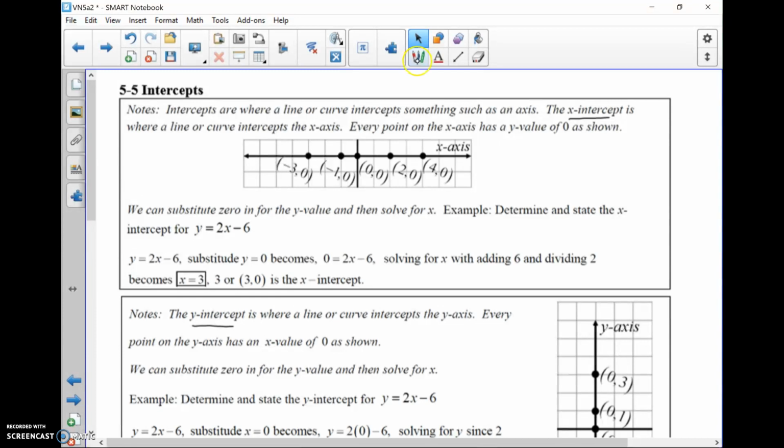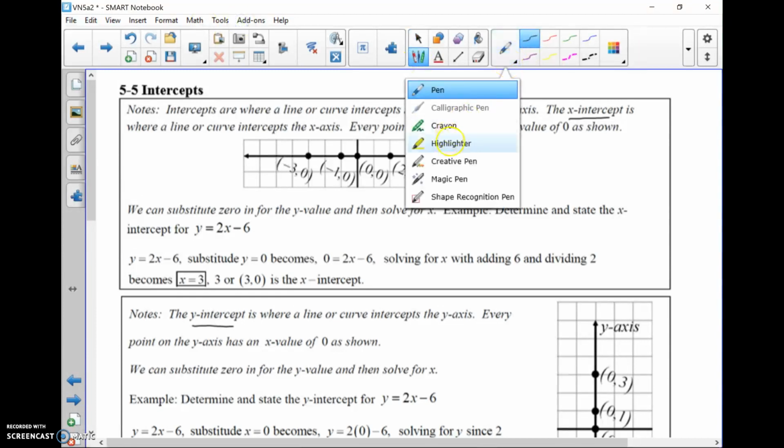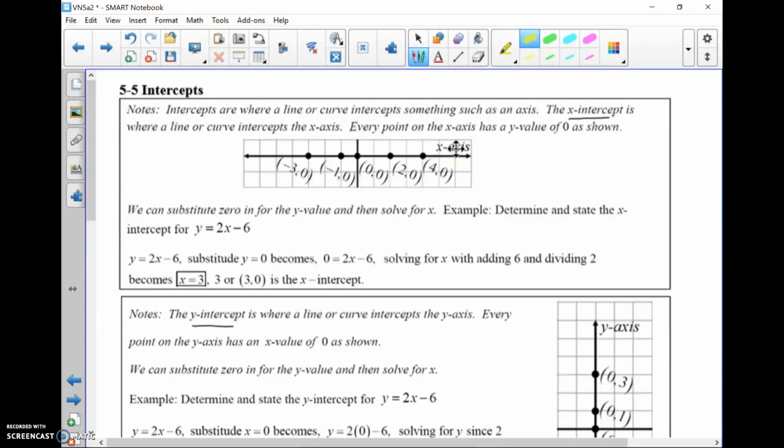Now, this little top box up here is talking about the x-intercept. So it says intercepts are where a line or curve intercepts something such as an axis. Remember, the x-axis is our horizontal axis. Every point on the x-axis has a y value of 0.